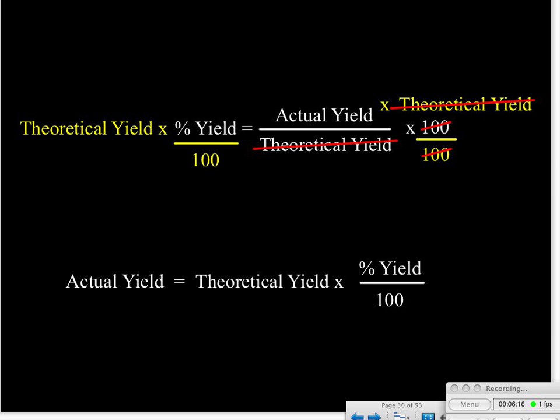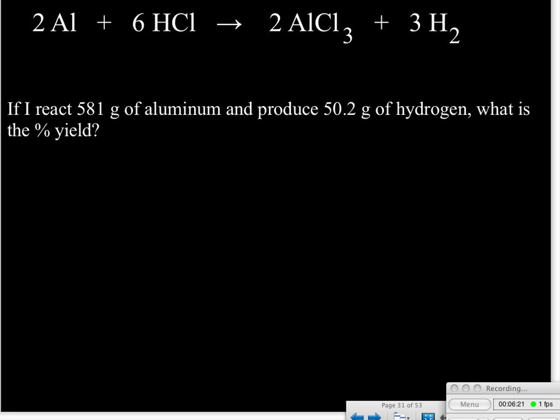Now let's go over a couple of examples of these. The first one, if I react 581 grams of aluminum and produce 50.2 grams of hydrogen, what is the percent yield? This is one of those problems where you're given two different numbers of things, but it mentions the percent yield. It's asking for the percent yield. We know it's a percent yield problem.